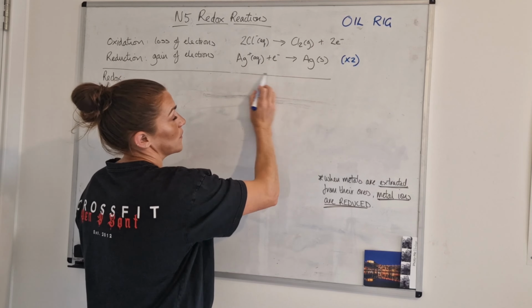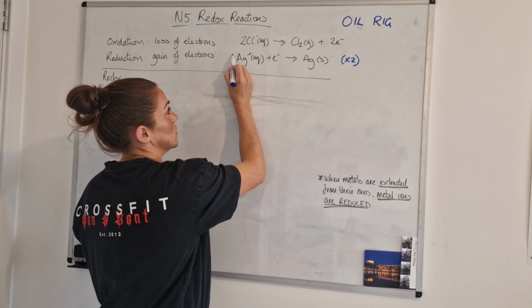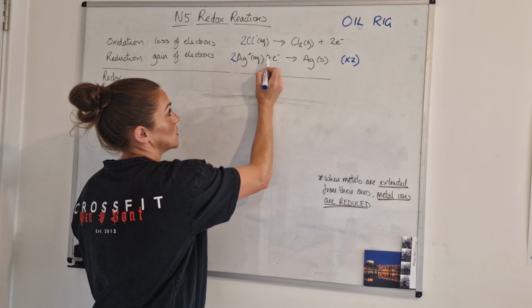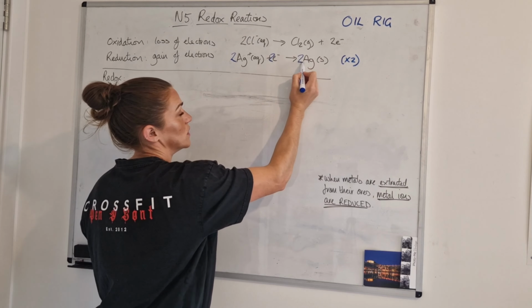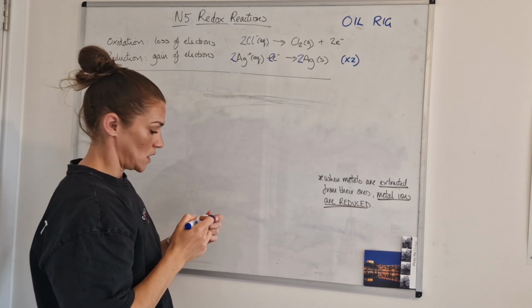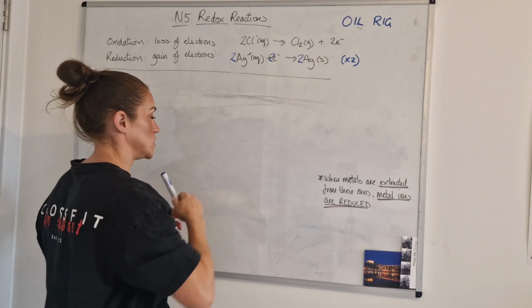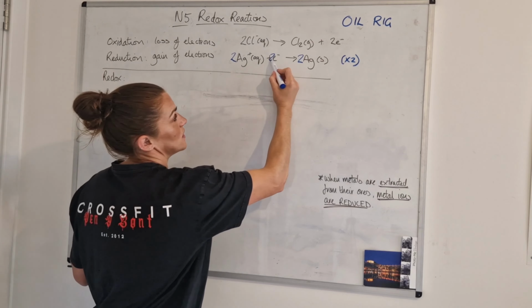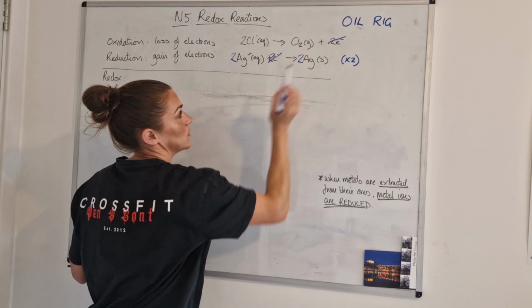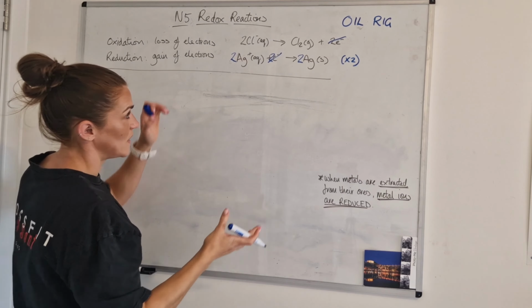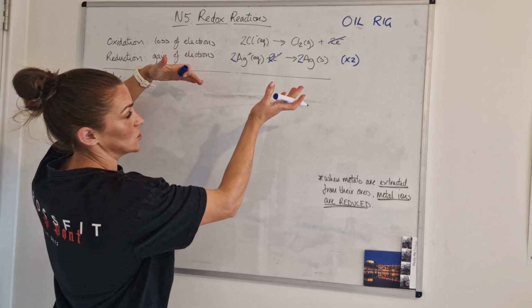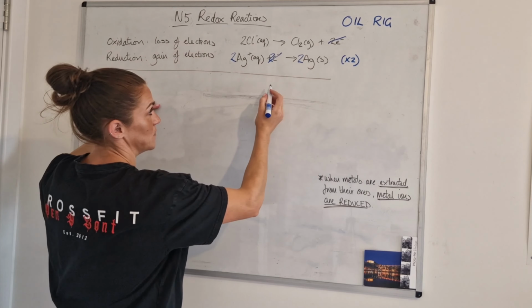So when we do that, we have to multiply everything in the equation by 2. So we need to times this by 2, this by 2, and this by 2. Now you can see that we've got 2 electrons in each of the equations. That means we can then cancel these out because they are the same. And then everything else we're left with just gets mushed together and written on the same line.